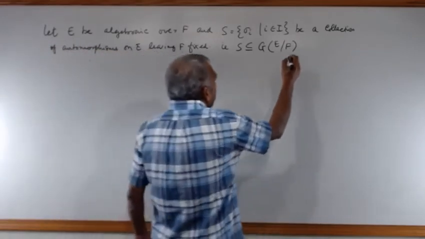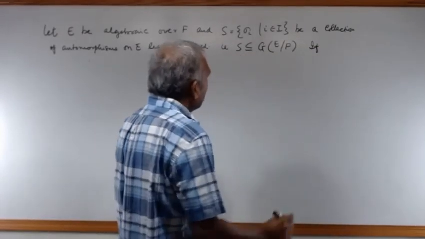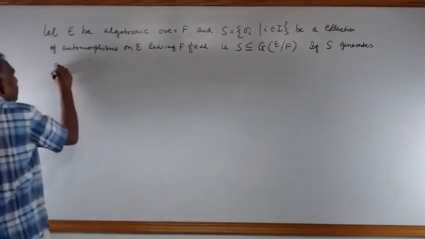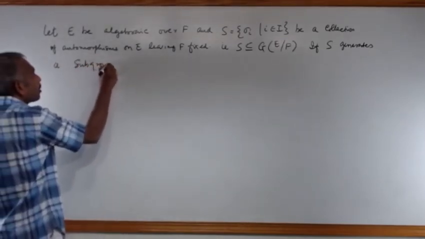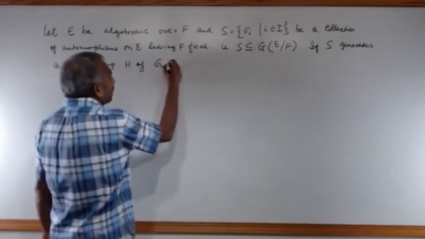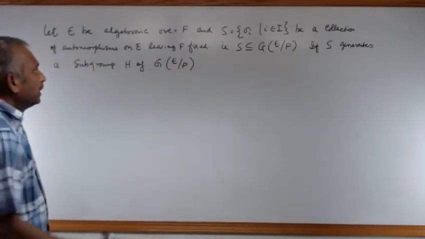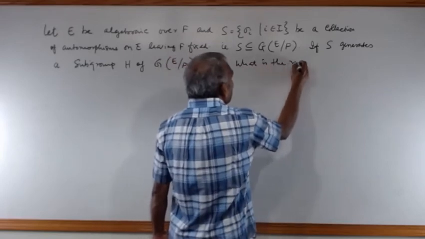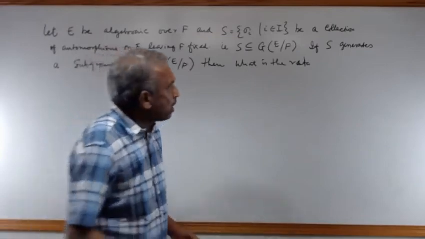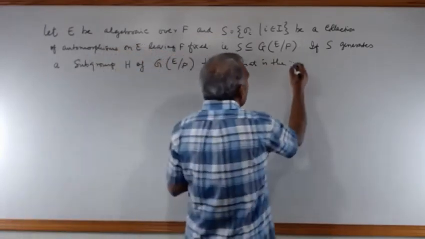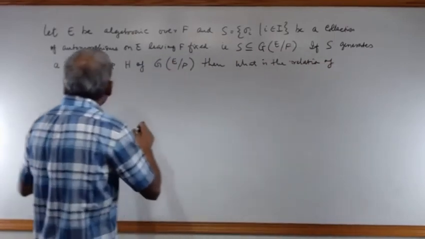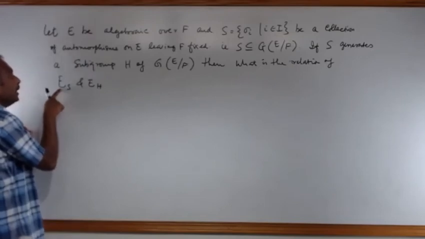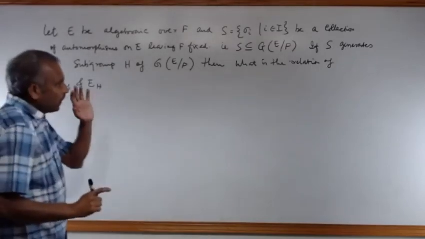Now, if S generates a subgroup H of G(E/F), then what is the relation of E_S and E_H? These are the fixed field of E over S and the fixed field of E over H. Let me give you an example here.